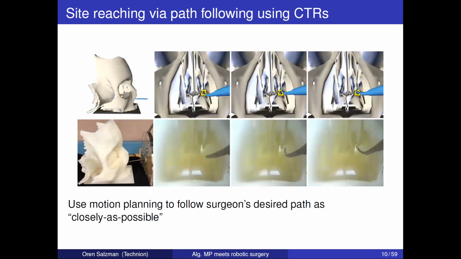And here we see on the line above, we see this CTR in simulation. On the row on the bottom, we can see it's a real CTR, not operating inside a patient, but inside a 3D printed model of a skull. And we see the yellow path that is marked by the surgeon. Say we want to cut a window through the skull in order to reach the brain, and the surgeon marked the window that we want to use laser to cut it. And we want to follow that path as closely as possible.